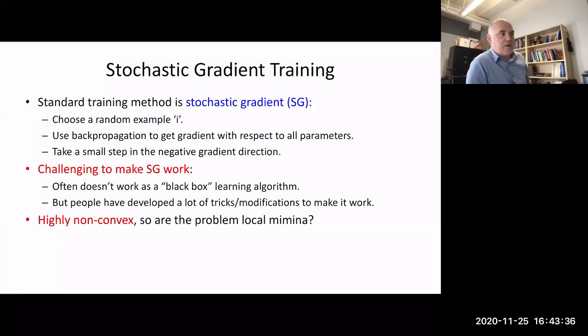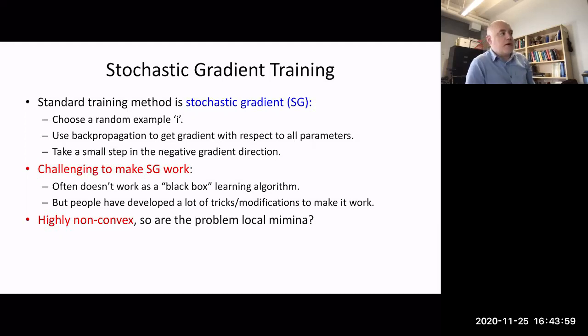And here, Payman can probably share some of his personal horror stories. Right? It's not immediately obvious that stochastic gradient is going to work as a black box learning algorithm, right? And there's lots and lots of tricks and tools of the trade that people use to get deep learning systems to work.